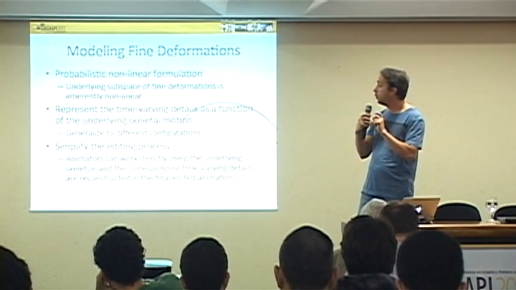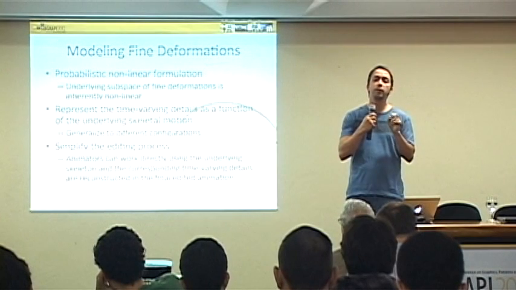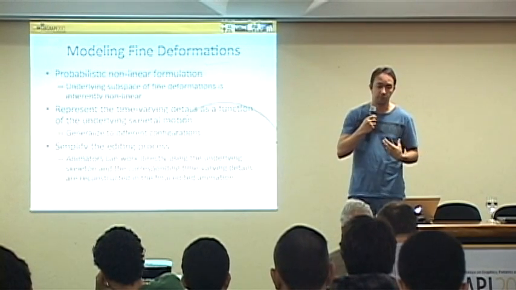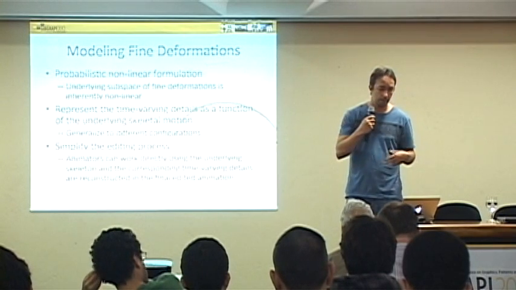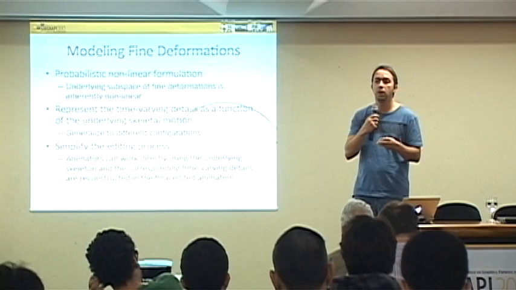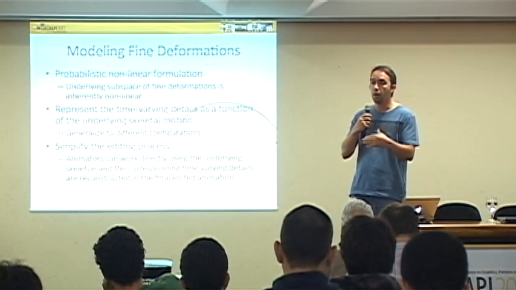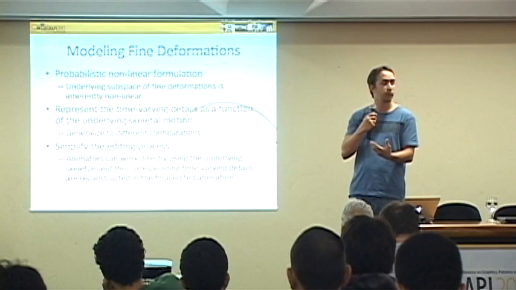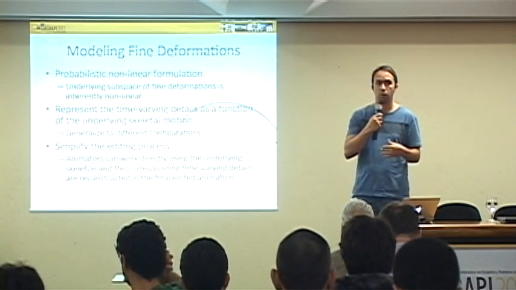We should be able to relate both components. We decided to represent the time varying details, so the details on the surface, as a function of the underlying skeleton motion. So this is really nice because it allows us to easily generate different configurations for the skeleton. And when you generate different configurations for the skeleton, we can then create the according deformations.